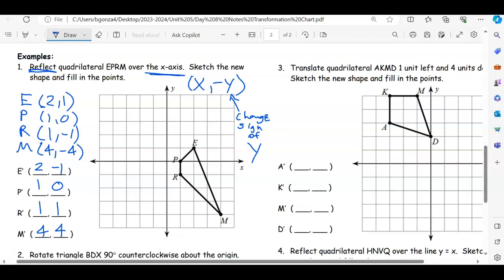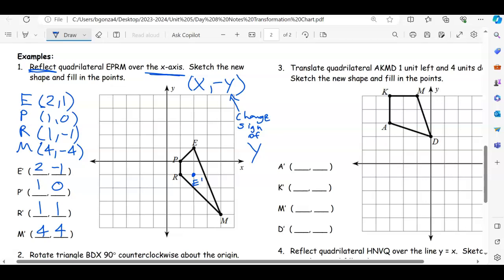So 2, negative 1 means put your pencil at 0, 0 in the middle. Is everyone looking over here? Hey. 2, negative 1, starting at 0, you go 2 to the right. Negative 1 means down 1. 2, negative 1. That's my new E. So I'm going to write E with a little apostrophe. That's the way you say that, E prime. Okay, so this is my E prime.